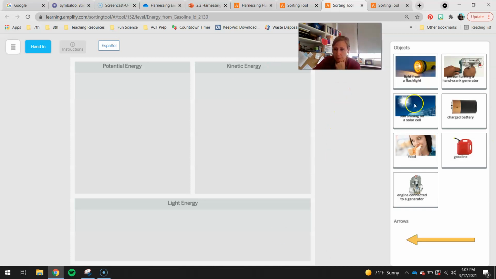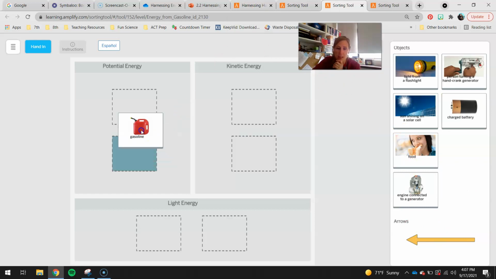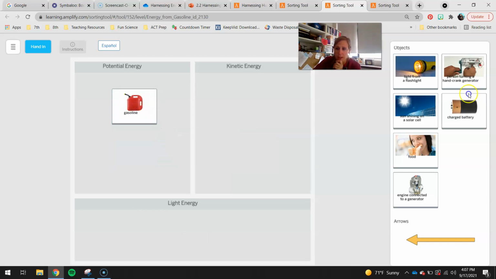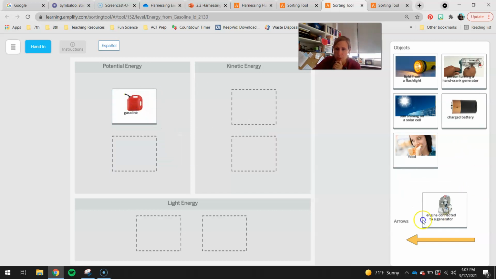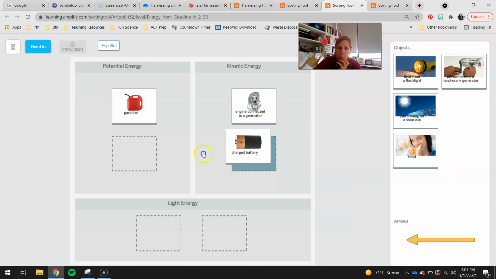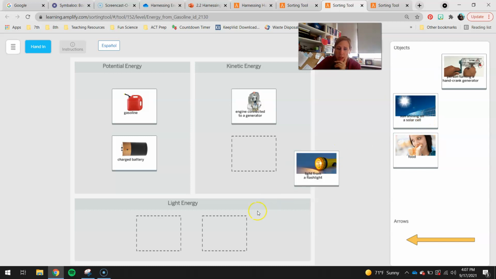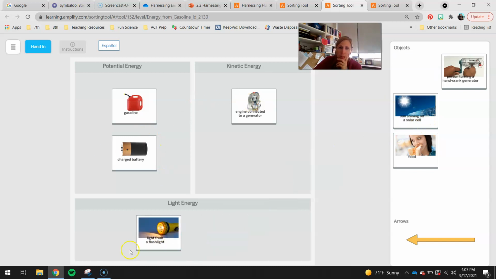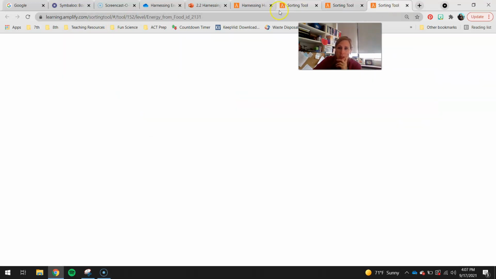Again, this is where you guys are going to be building it. Notice you guys have a little bit different setup over here. And then make sure you guys properly classify, like gasoline is potential energy. We have the engine connected to a generator, which is going to be kinetic. And then we can go back to our potential, which is a charged battery, and then a flashlight. So you guys can figure out how to connect the arrows on that one.